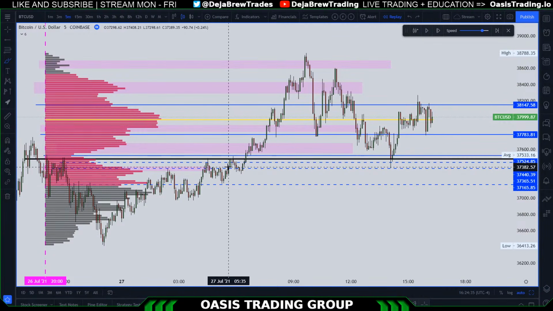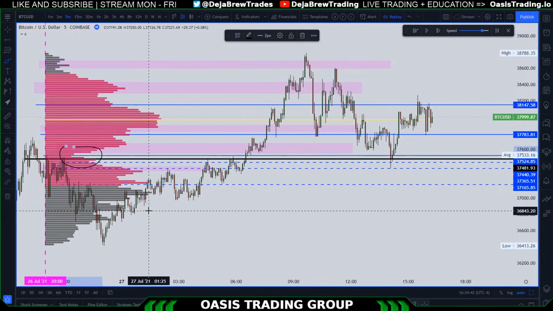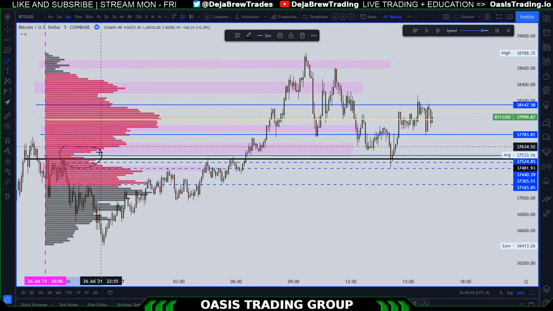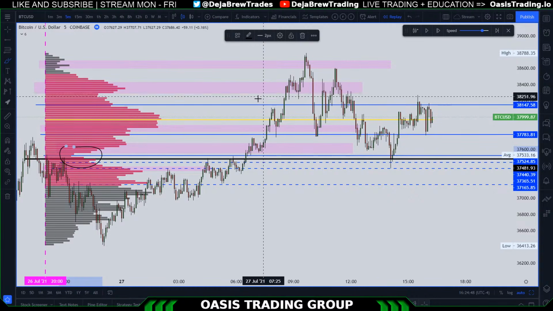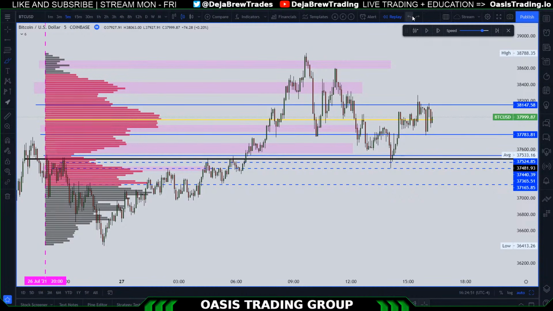The only point of this profile that is not proper is this gap right there. So if this wanted to be very efficient, it would have to fill in that gap. Everything else is accurate.